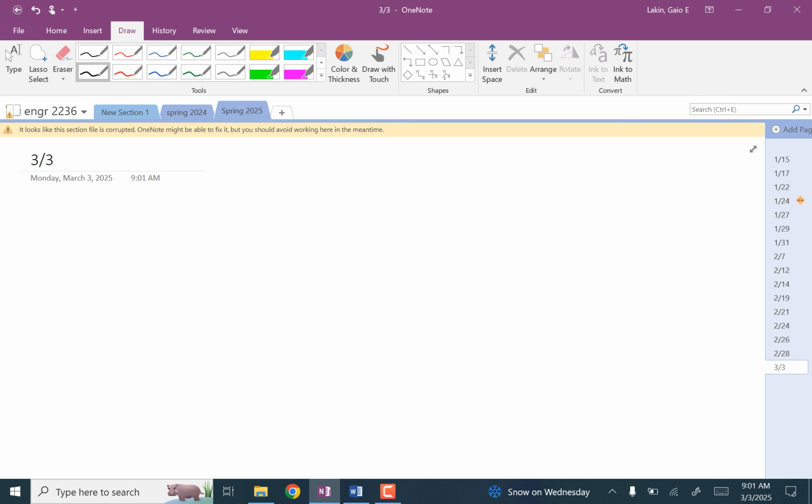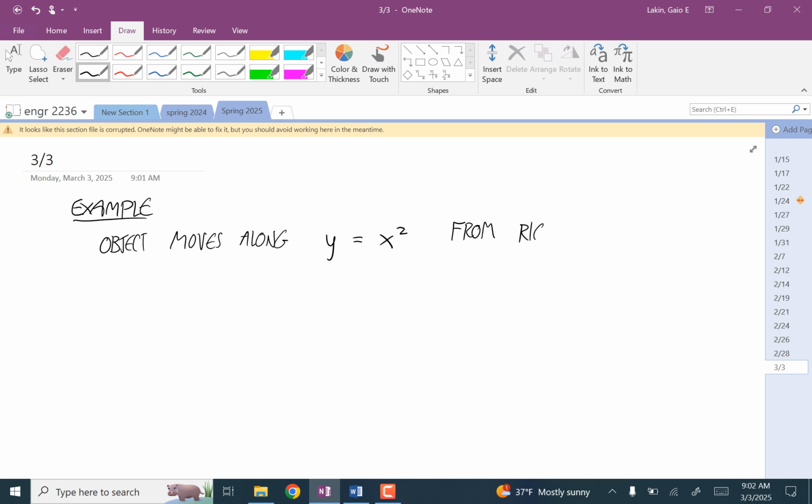So basically with this one, I'm not going to go all the way through this. It's pretty time consuming, this kind of problem, but if you're told that an object moves along a surface that follows the function y equals x squared, say, from right to left.